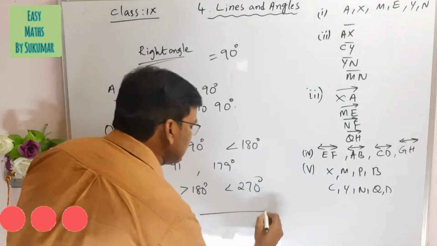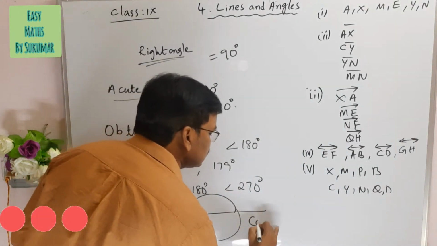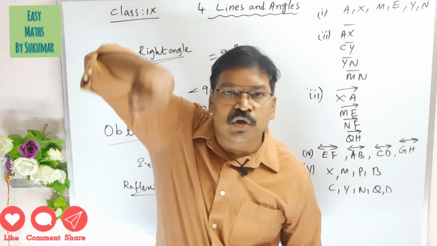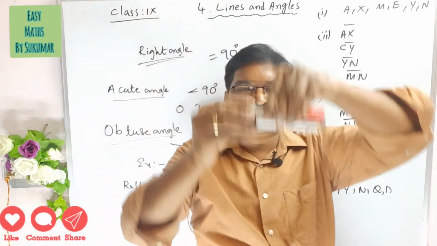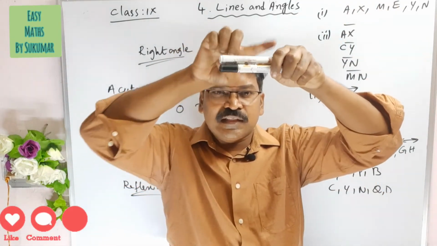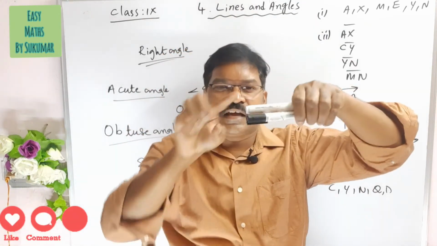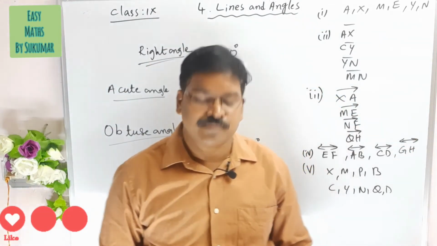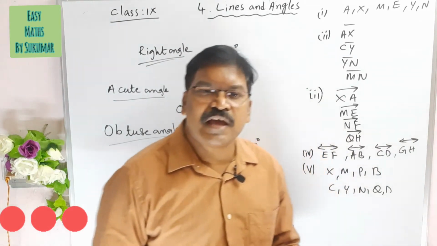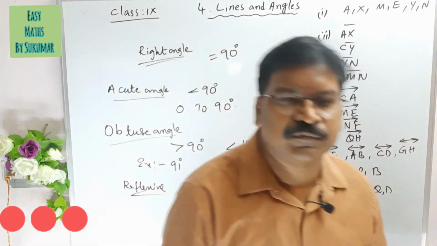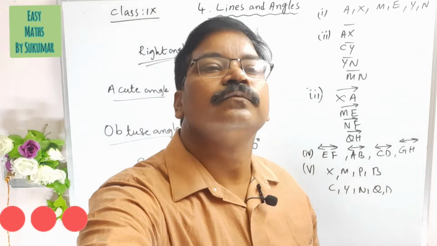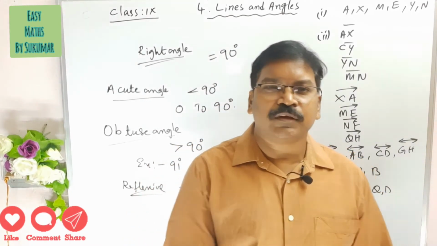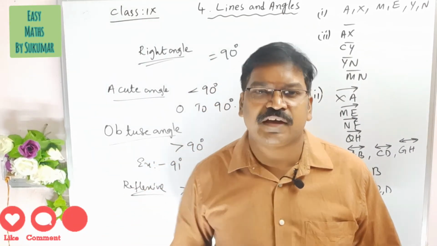The next one is the complete angle. A complete angle means 360 degrees. It is a circular angle. If the two pens coincide with each other, the angle between these two pens is 360 degrees. Okay, understand, my dear students? So these are the types of angles. Now you have a clear idea about the angle and types of angles, right?